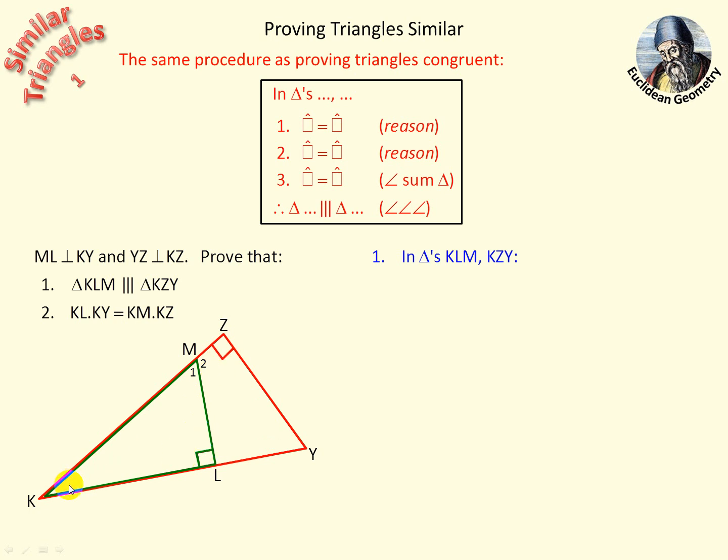K is the angle in one. K is the angle in the other. And they're exactly the same angle. They're not vertically opposite. They are common. So therefore, K is common. We start with that.